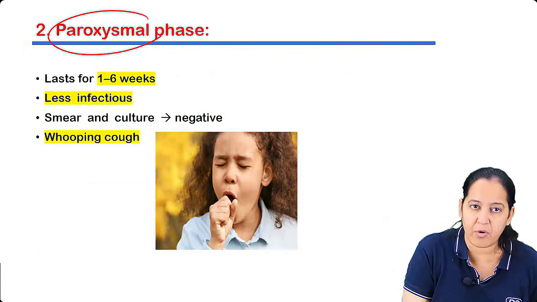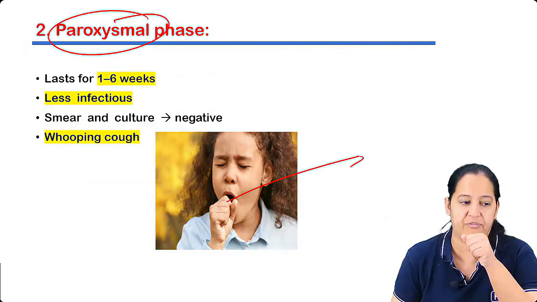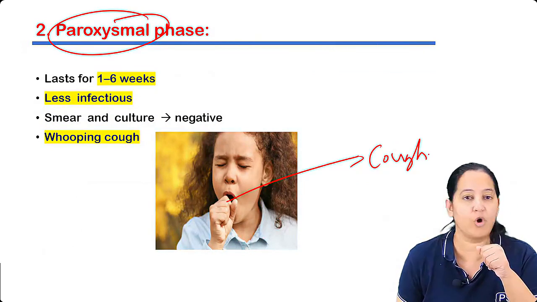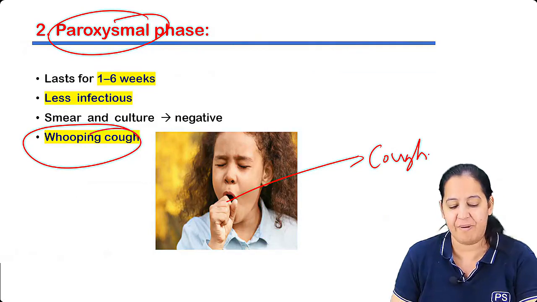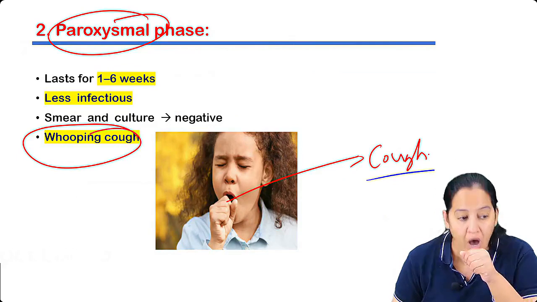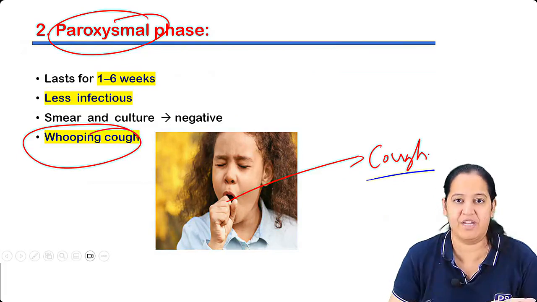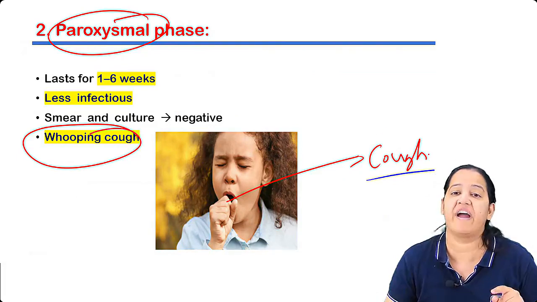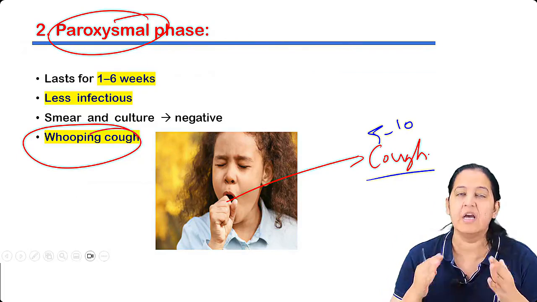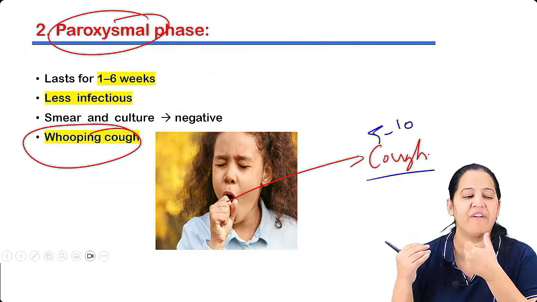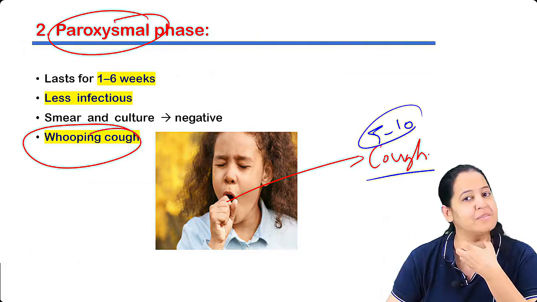Most infective. Second is the paroxysmal stage, in which the patient coughs. This is a typical cough, not a normal cough. It is whooping cough. What do you mean by whoop? What is a cough, by the way? Cough is a forced expiration. The patient coughs 5 to 10 times non-stop, so the glottis becomes closed for very long.